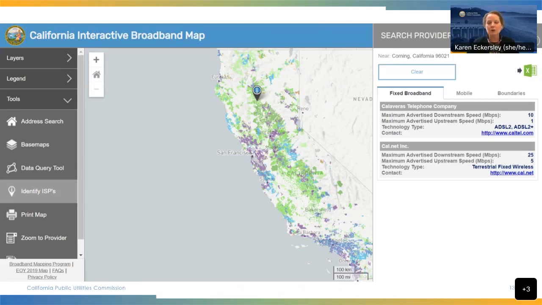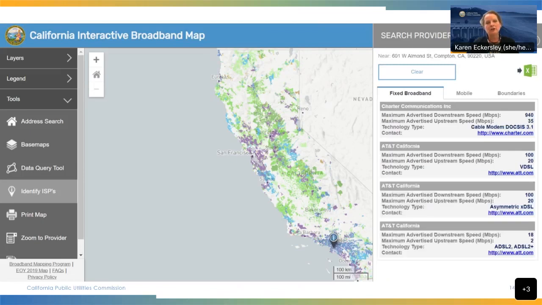There is also a tab for mobile services. In Corning, Calaveras offers DSL of up to 10 megabits per second down and 1 megabit per second up. And Cal.net is offering fixed wireless of up to 25 down and 5 up.